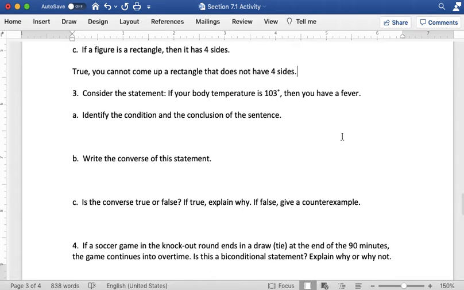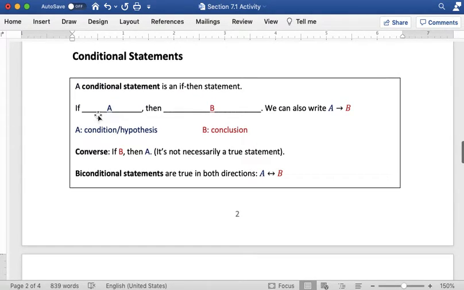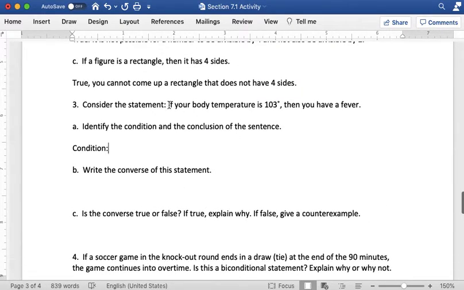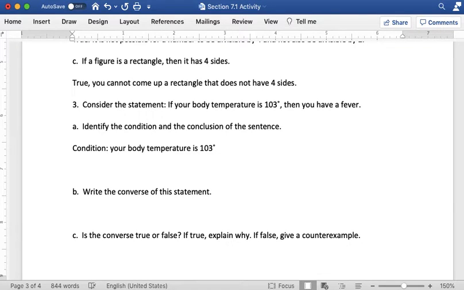Question 3. Consider the statement: If your body temperature is 103 degrees, then you have a fever. Question A says to identify the condition and the conclusion of the sentence. So going back up to our definition box, remember the condition is the first part and the conclusion is the second part. The condition is the if and the conclusion is the then. So my condition is the your body temperature is 103 degrees part of the sentence. And the conclusion is the then part, which is you have a fever.